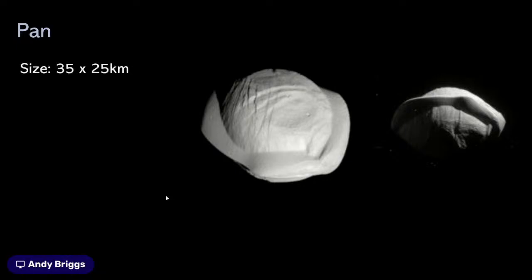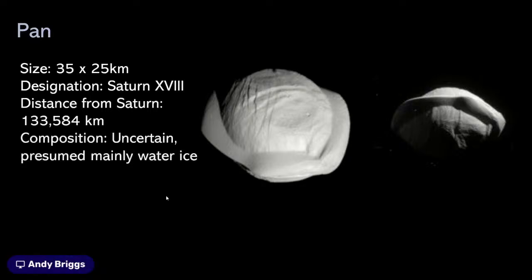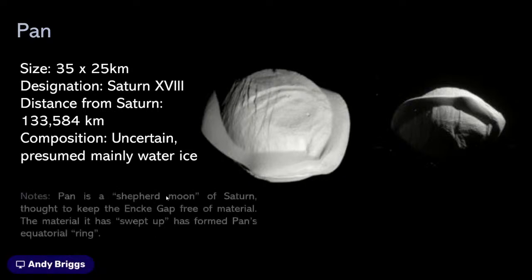This moon is very small compared to the others. It's only 35 by 25 kilometers. It's designated Saturn XVIII, and it's 133,000 kilometers from the planet. Its composition hasn't been directly measured, although it's presumed to be mainly water ice, again with some rock thrown in.